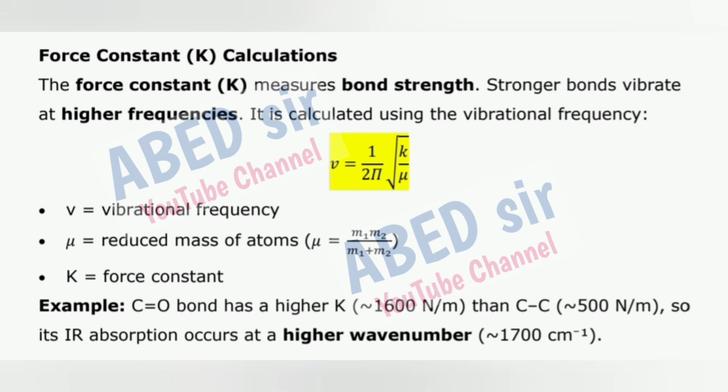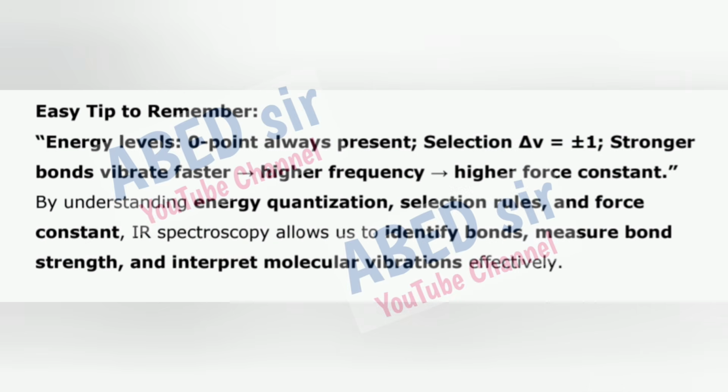Example, the C=O bond has a higher K, about 1600 N/m, than C-C, about 500 N/m, so its IR absorption occurs at a higher wave number, about 1700 cm^-1. Easy tip to remember: energy levels, zero point always present; selection rule Δv = ±1; stronger bonds vibrate faster, higher frequency, higher force constant. By understanding energy quantization, selection rules, and force constant, IR spectroscopy allows us to identify bonds, measure bond strength, and interpret molecular vibrations effectively.